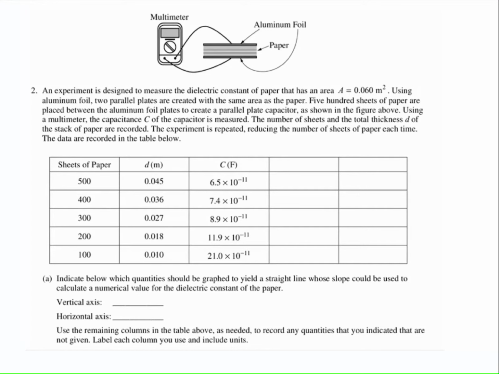Here we have 2018 Electricity and Magnetism, question 2. This is very similar to the ones we were doing on Friday, which I told you we would do a lesson on. So here we go.